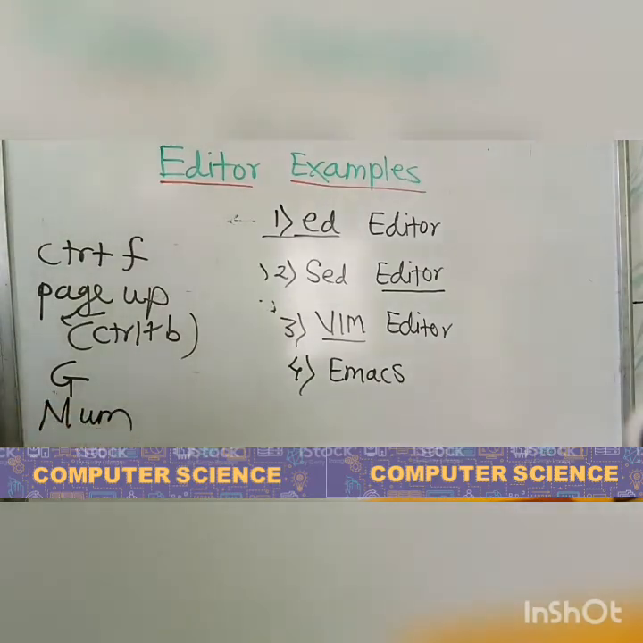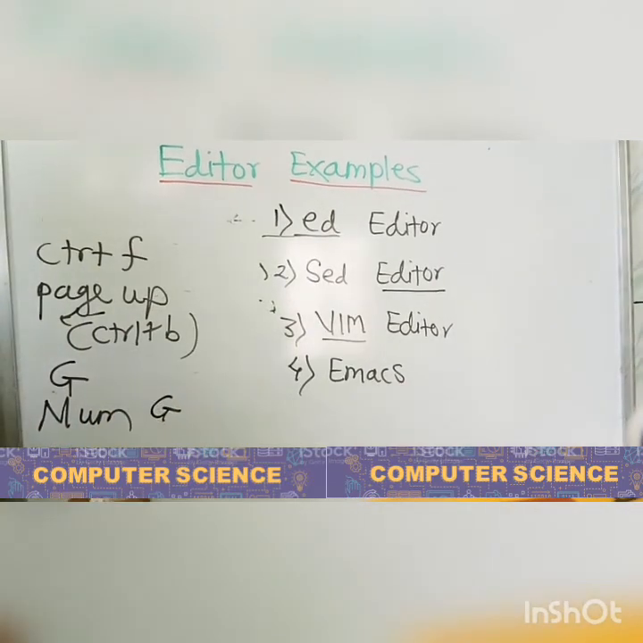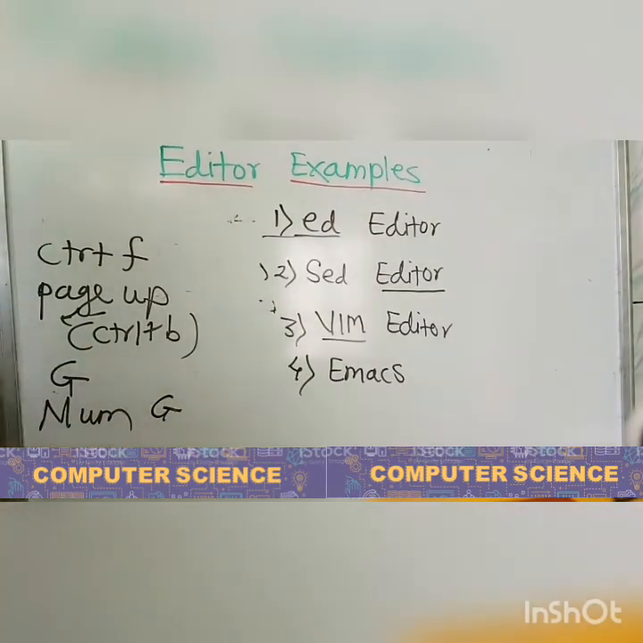G is used to navigate to the end line in the buffer. NUM G means navigating to a line number in the buffer. Double G is the command which is used to move to the first line in the buffer. So these are some speed up and cursor operations.